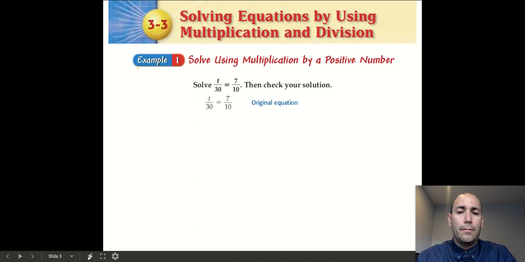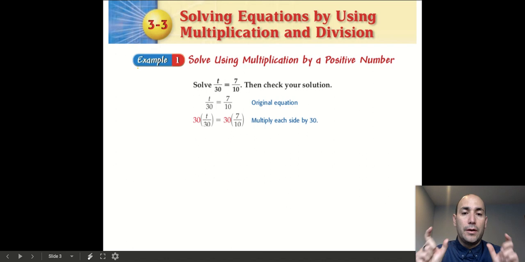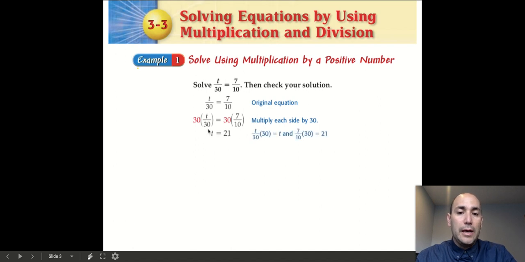Right now, t over 30 is equivalent to saying that t is being divided by 30. And so again, in order to isolate the variable, we want to get it by itself by getting rid of that 30. The opposite of dividing by 30 would be to multiply by 30. When I multiply both sides by 30, I'm using my multiplication property of equality, making sure that both sides remain equal. On the left side of the equation, when you multiply by 30 and divide by 30, these two cancel each other out. When you multiply and divide by the same value, they do cancel each other out. And so it'll leave me with t on this side, and I have 21 on this side.